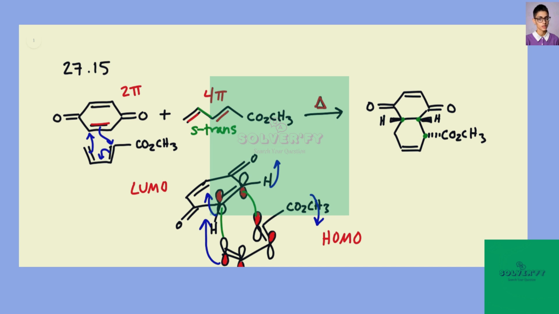This completes problem 15 of chapter 27. For part A, we drew the product of the 4+2 cycloaddition and indicated the new stereochemistry. And for part B, we drew the p orbitals and explained how the orbital overlap led to the new stereochemistry.